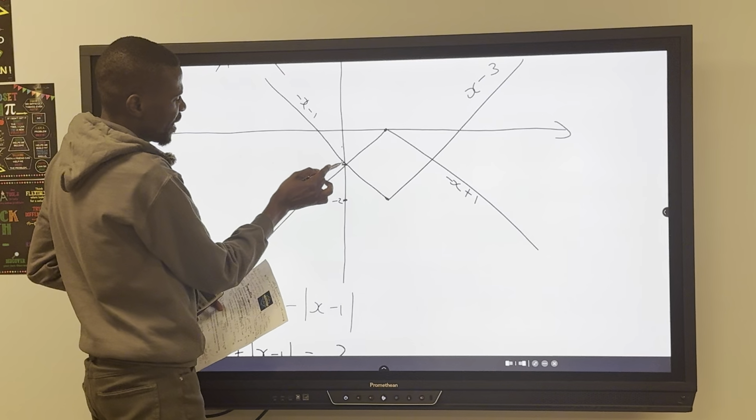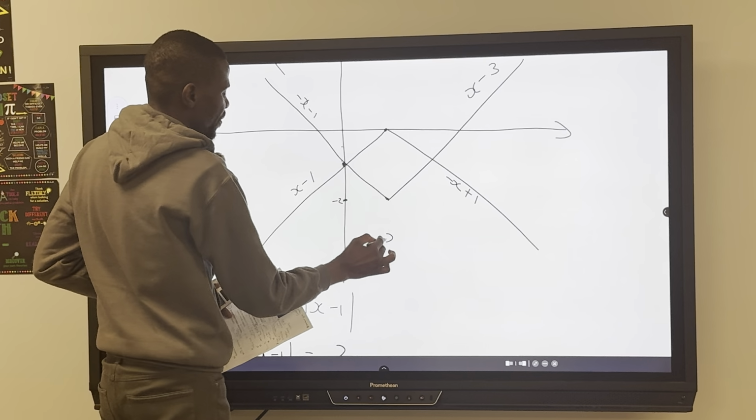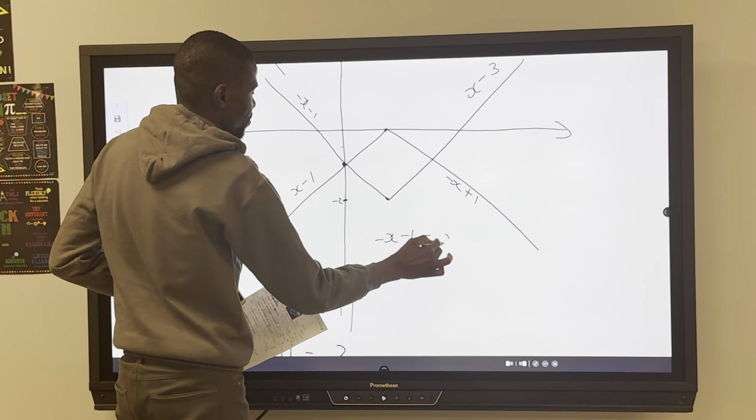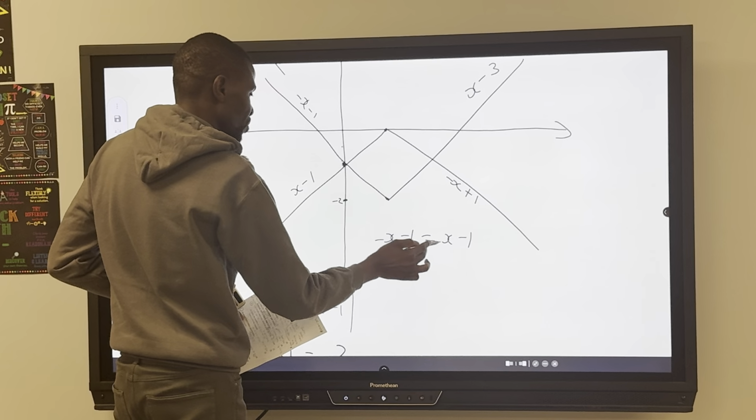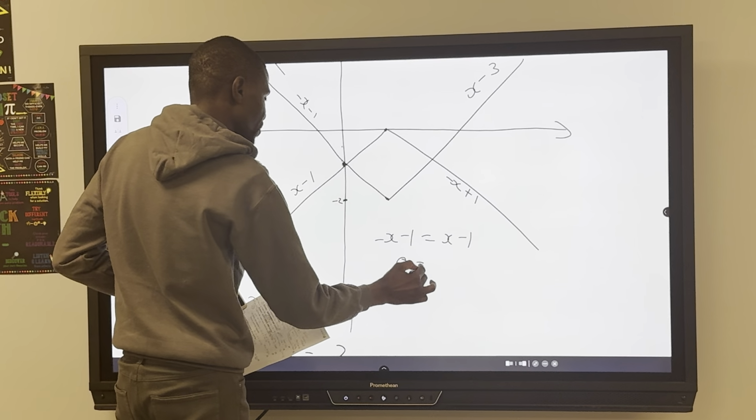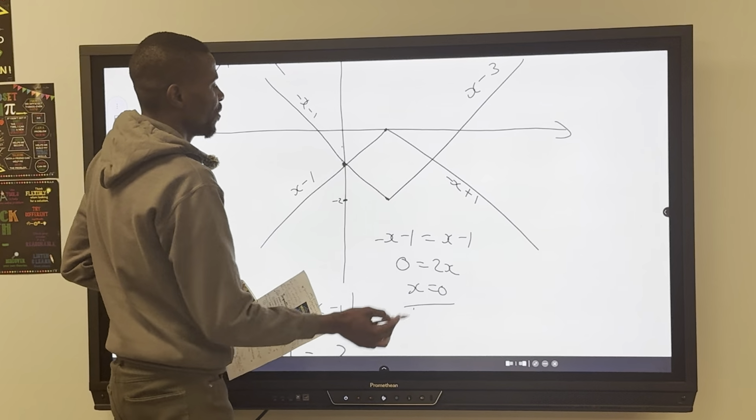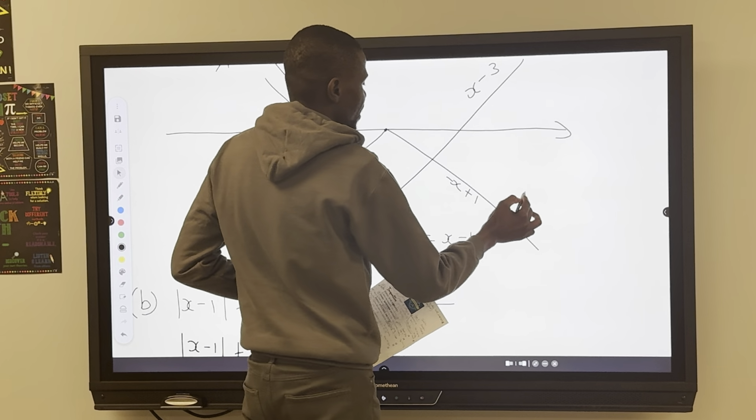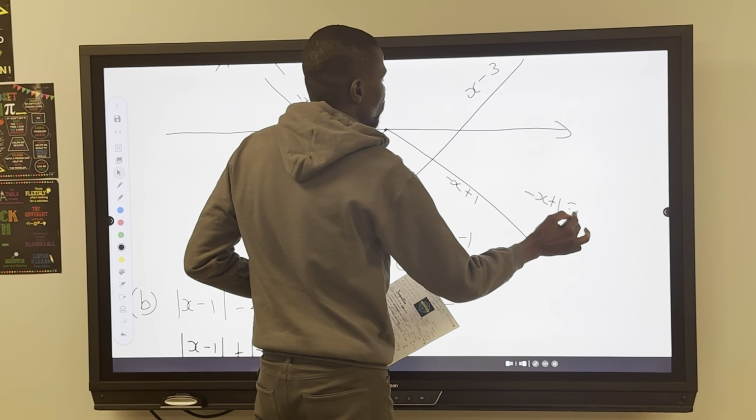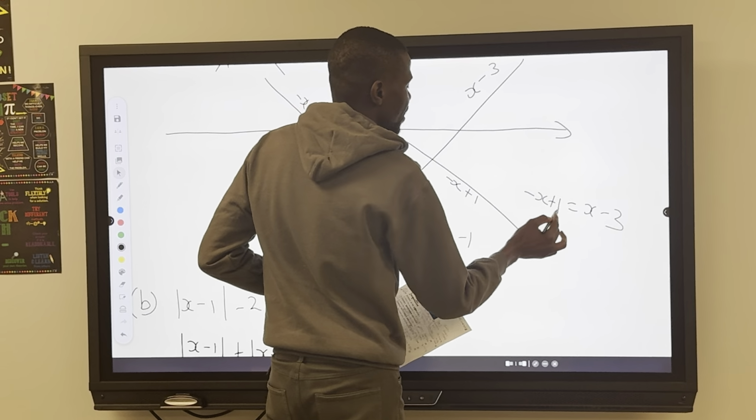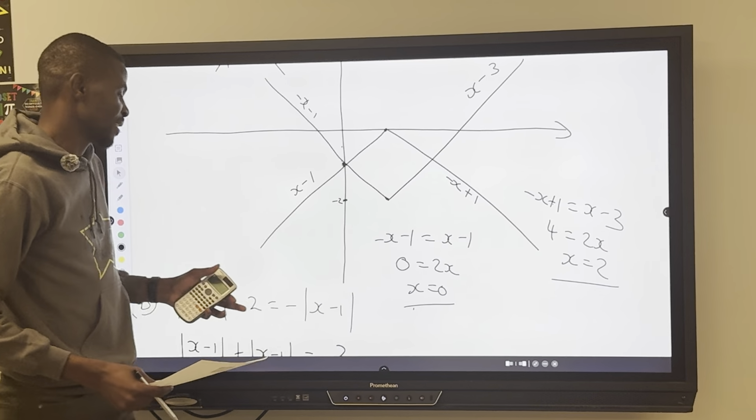So it's even clear here because you're saying negative x minus 1 is equal to x minus 1, right? So negative 1 plus 1, that's 0, equal to 2x. So x equal to 0. Then here we can say negative x plus 1 equal to x minus 3. So 1 plus 3, that's 4, equal to 2x, and we still get x as 2. We'll get the same thing.